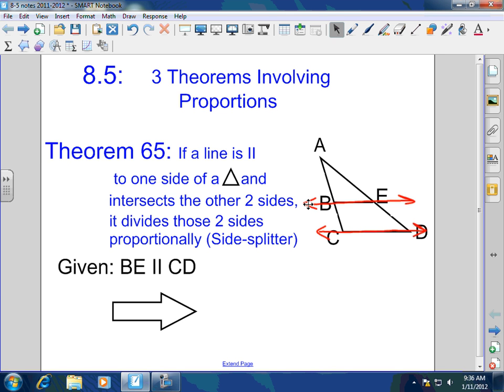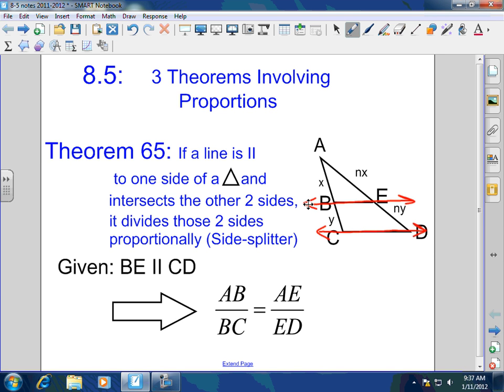Well, if given BE is parallel to CD, you're going to have that AB, which we will call X, to BC, which we will call Y, will equal AE, which we call NX, to ED, which is NY. Okay? So that is the proportionality that we're talking about.